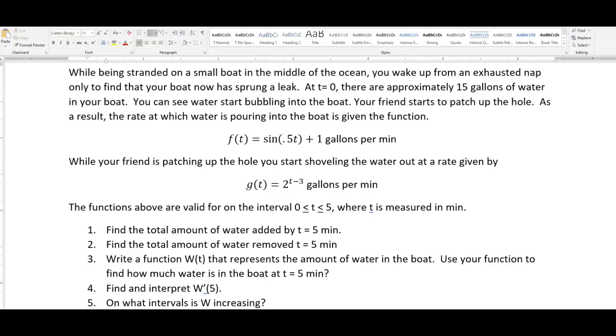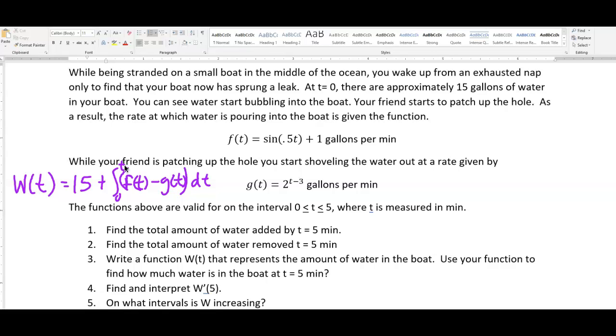So number 4, W prime of 5. Well, for that, I'm not going to look at the reference sheet so much, but I will. Let's start here. This is a pretty common question to ask. But I didn't explicitly put this on the common question sheet. But let's go ahead and do that.